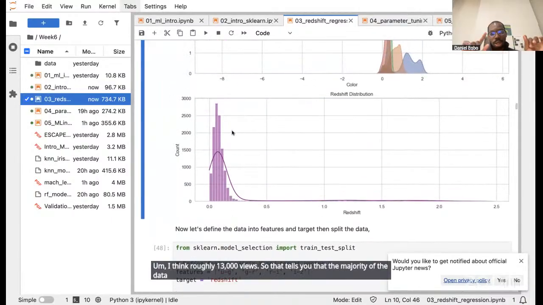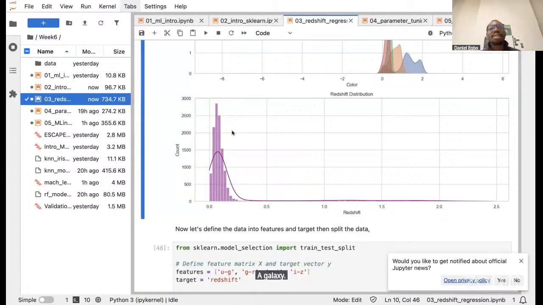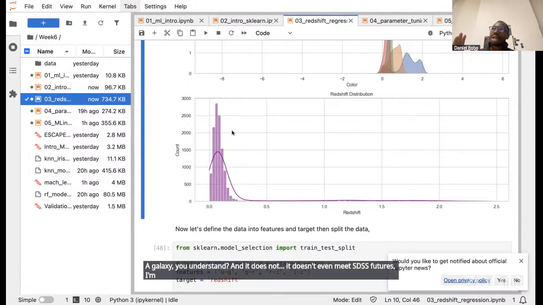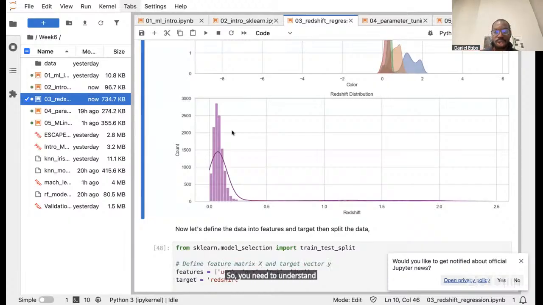Why? Because I noticed some weird features, like where a magnitude is minus something, or where a magnitude is 0.00 something. You can't get such a magnitude for a galaxy, and it doesn't even meet SDSS filters. I'm not sure exactly what limits it can go to, but I'm not sure you can go for things less than 5 or 7. So you need to understand this domain knowledge because it helps you.